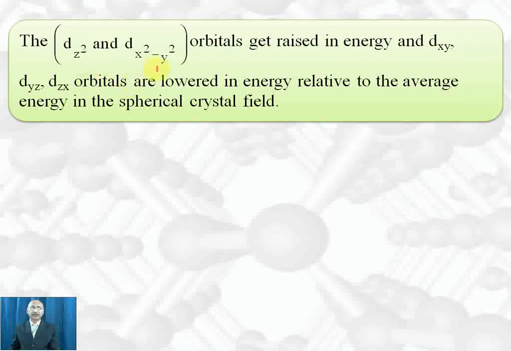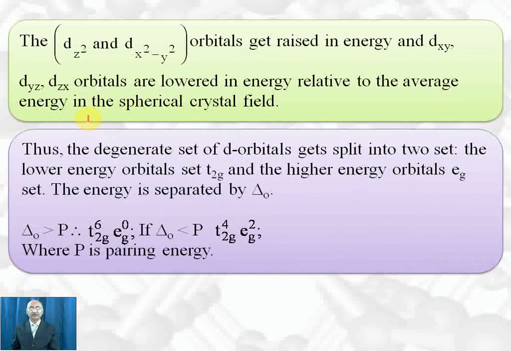So dz2 and dx2-y2 orbitals have got raised in their energy, whereas dxy, dyz, dzx are lowered in energy as compared to their average energy in the spherical crystal field. Thus, the degenerate set of d orbitals splits into 2 sets, t2g and eg. The energy separation is represented by delta O. This is the crystal field splitting energy.